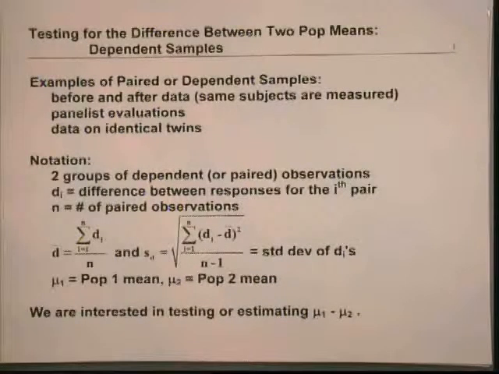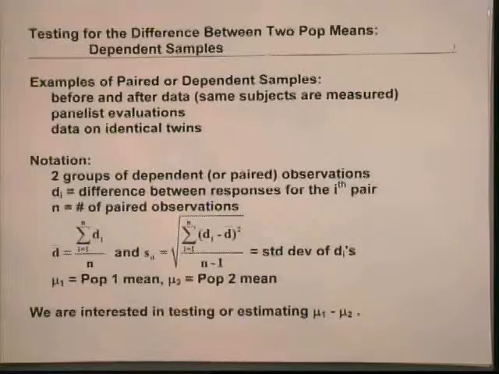Okay, now we want to expand that. Suppose we're looking at two population means, and you wish to compare two population means for equality, or do they differ by some specified amount? All right, we can do this in a couple of different ways. Here we're going to talk about dependent samples.